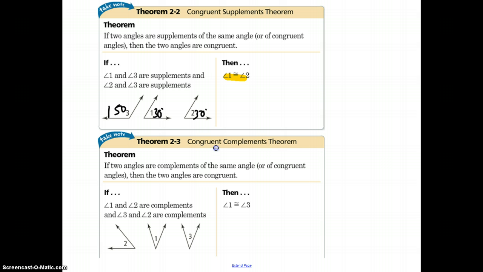It works the same way for the congruent complements theorem. If 1 and 2 are complements, so let's go with 50 degrees and 40 degrees. Those are complementary because they add to 90. And 3 and 2 are complements. Well, 2 is 50. That means that 3 has to be 40 to be its complement. Then 1 and 3 are congruent. They're both 40. So hopefully that makes sense to you.